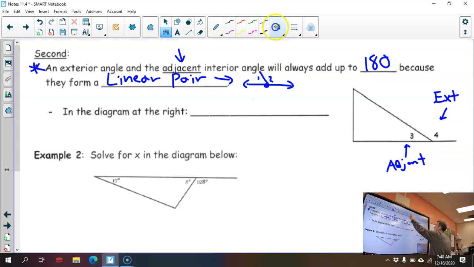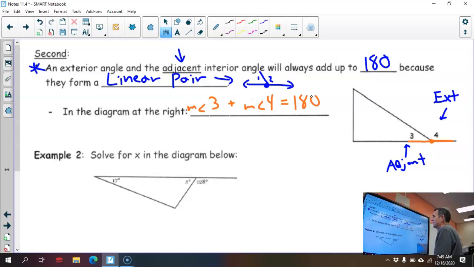And together, at this point, they form a line. And that line has been split into two angles at that point. So in this diagram, the measure of angle 3 plus the measure of angle 4 would have to equal 180 degrees. And here's an example of that being done.